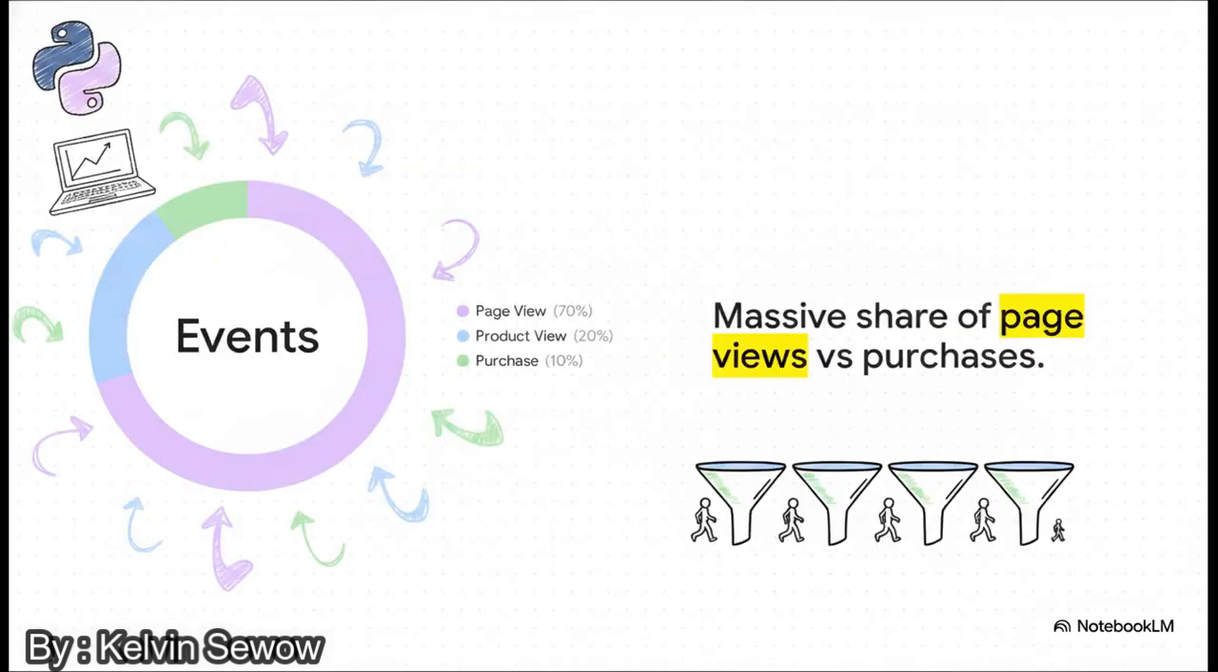And we can swap our visualization type just like that. Switching over to a pie chart maps out our different event types. Notice the massive share of casual page views dominating the chart compared to the relatively tiny slice of actual purchases? It really hammers home the reality of that user funnel we just calculated.